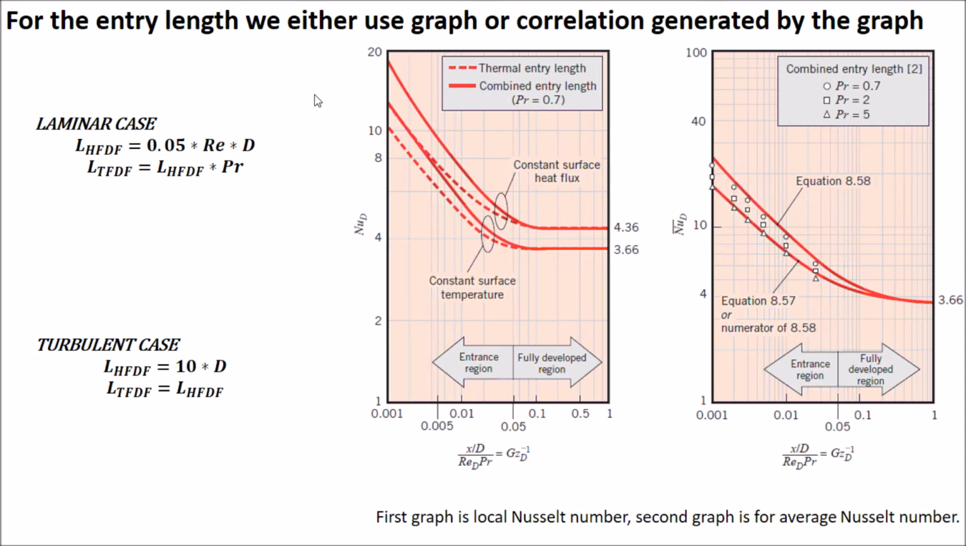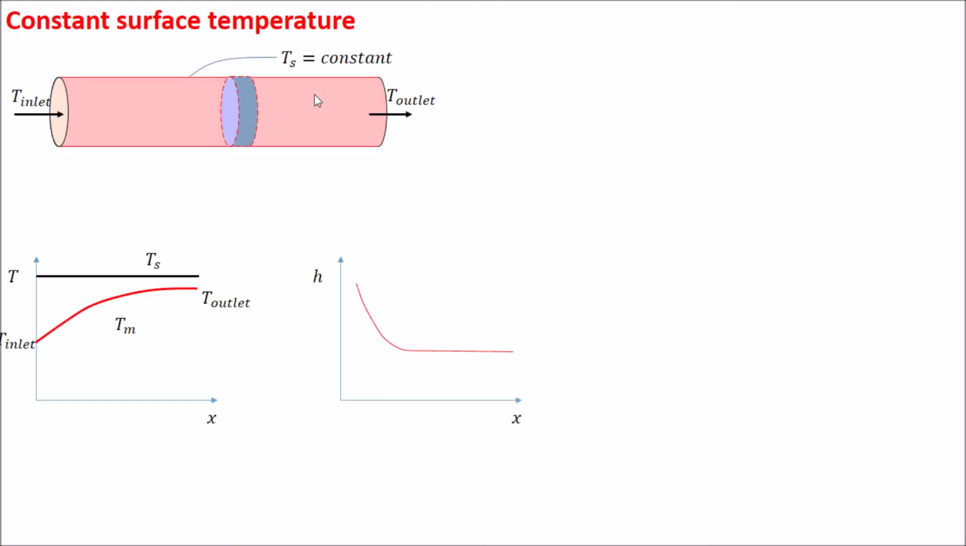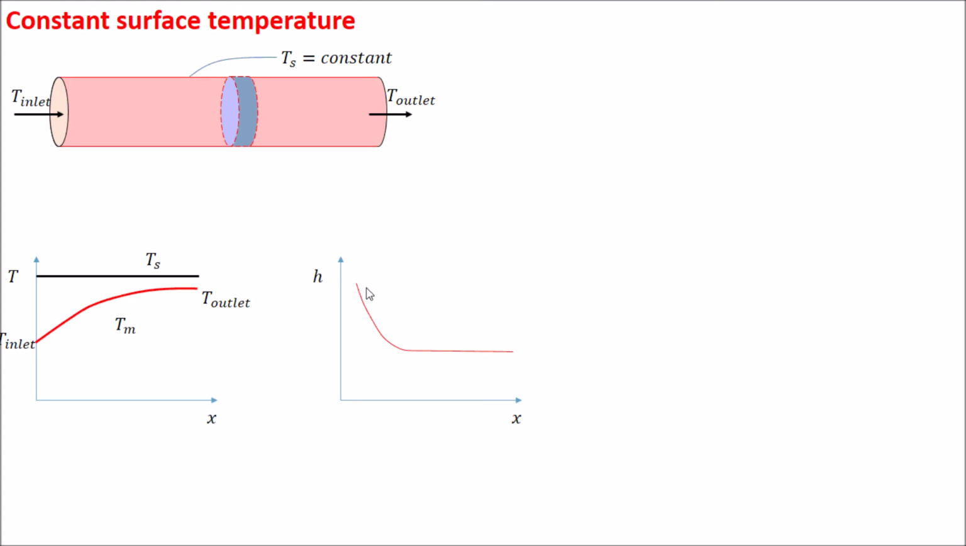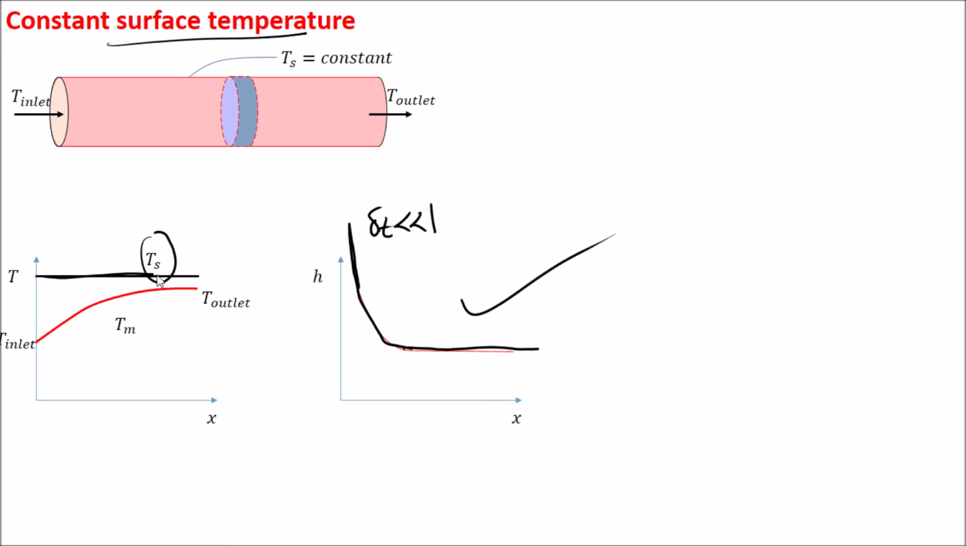Now we'll do the same case for the constant surface temperature. Again we'll do the same steps: energy balance, and find how TS and TM change, and also the h value. With the same logic as the previous one, delta T at the beginning is much less than 1, therefore the h value is very high, and then it becomes constant. The TS value is constant, since it says constant surface temperature, no problem. Now you are looking for how TM changes.